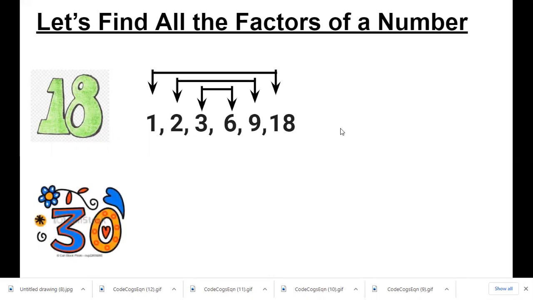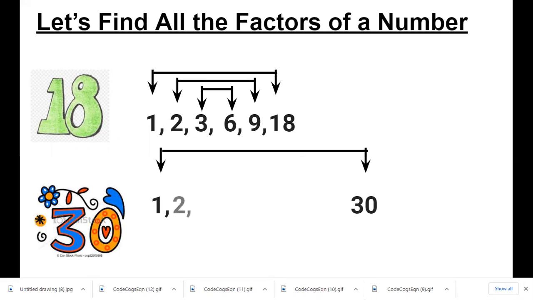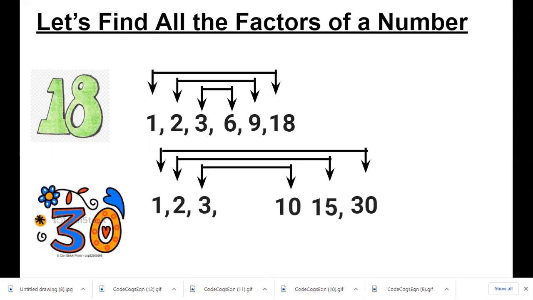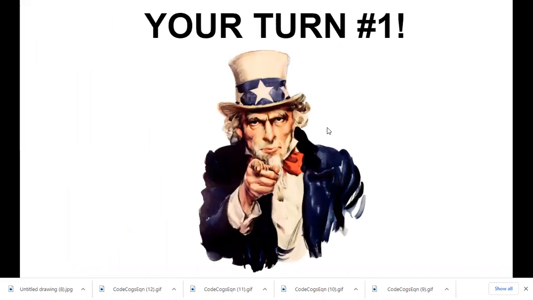Let's do the same with 30. 1 times 30, 2 times 15, 3 times 10. What else? 5 times 6. So that's a nice, neat way to do that so you don't miss any factors in between. Okay, it's your turn to try finding the factors of a number.